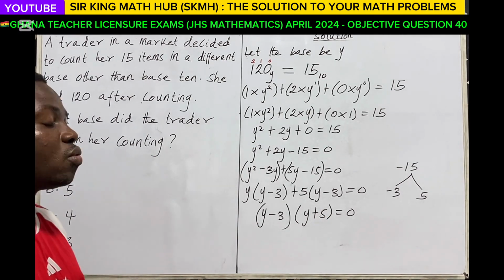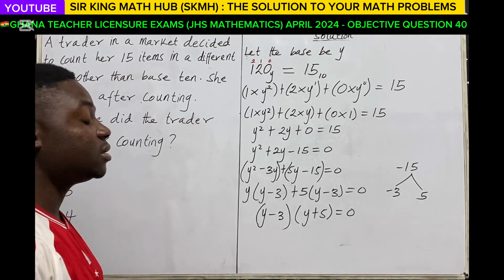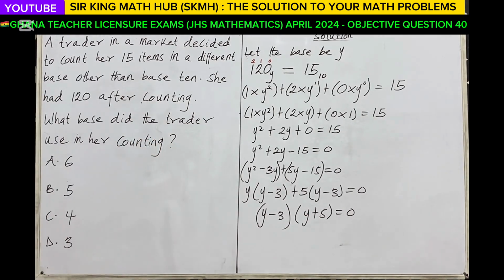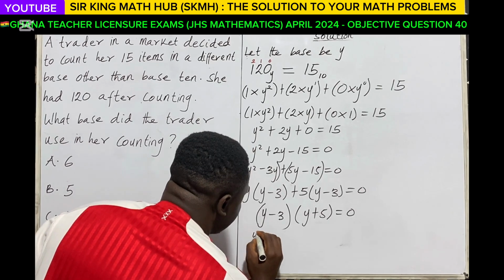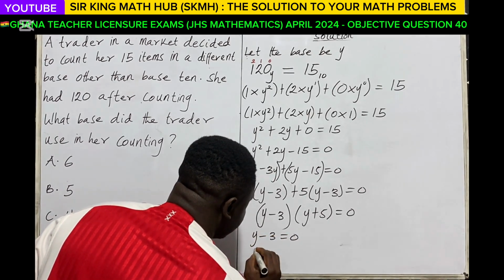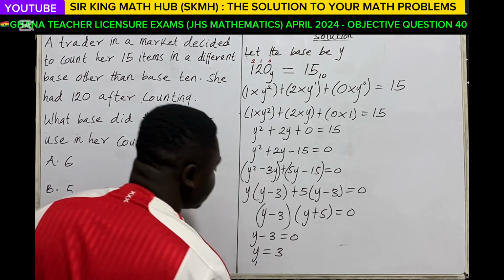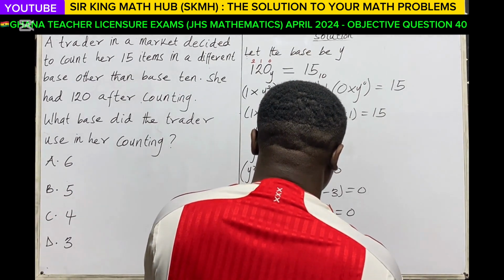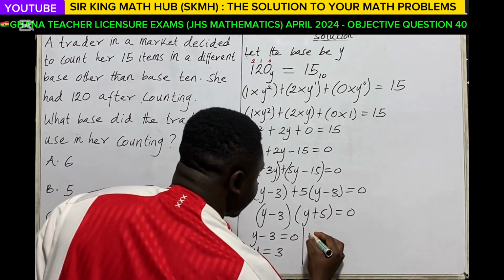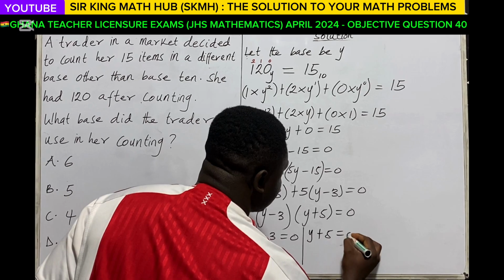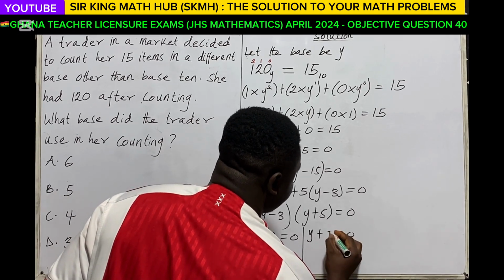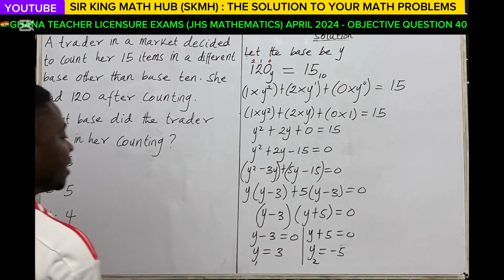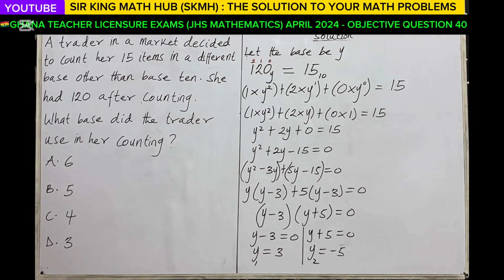Since we are looking for y, we are going to pick one of the factors, equate to 0, and solve for y. So let's do that. The first factor, y minus 3 equal to 0. So we have y is equal to 3 as the first value for y. Also the second one, we have y plus 5 is equal to 0. So when you make y the subject, you have y is equal to -5. So that is the second value of y.